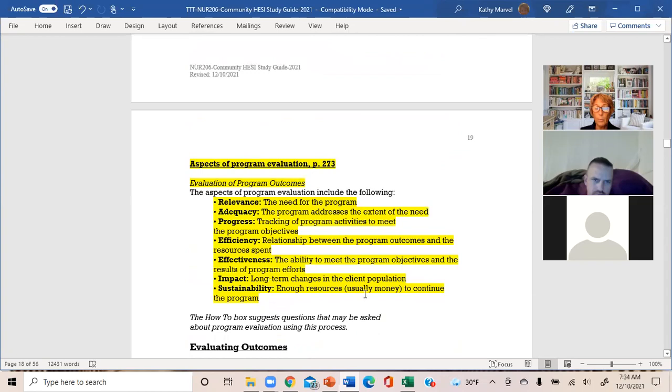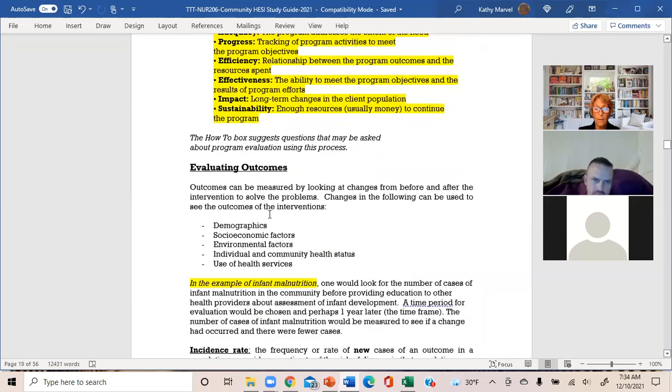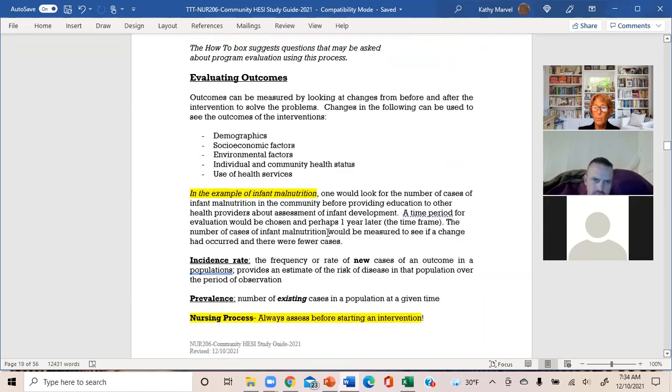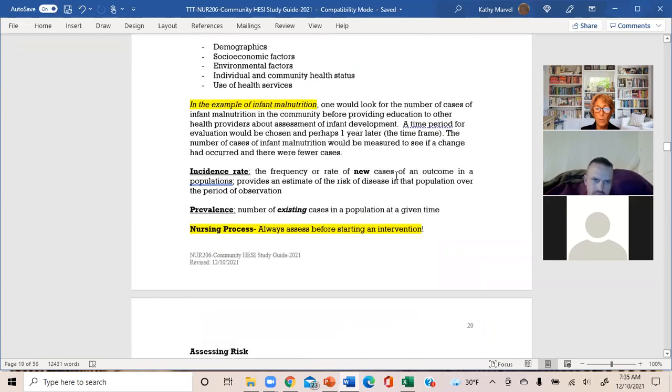Okay, here's your aspects of program evaluation. If we're going to start to look at how we evaluate programs, here are the key terms that we use during the term when we talked about this. Evaluation outcomes. Most of the program development in the chapter that we studied was based on outcomes. How do you develop a program, and how do you evaluate outcomes? Okay.